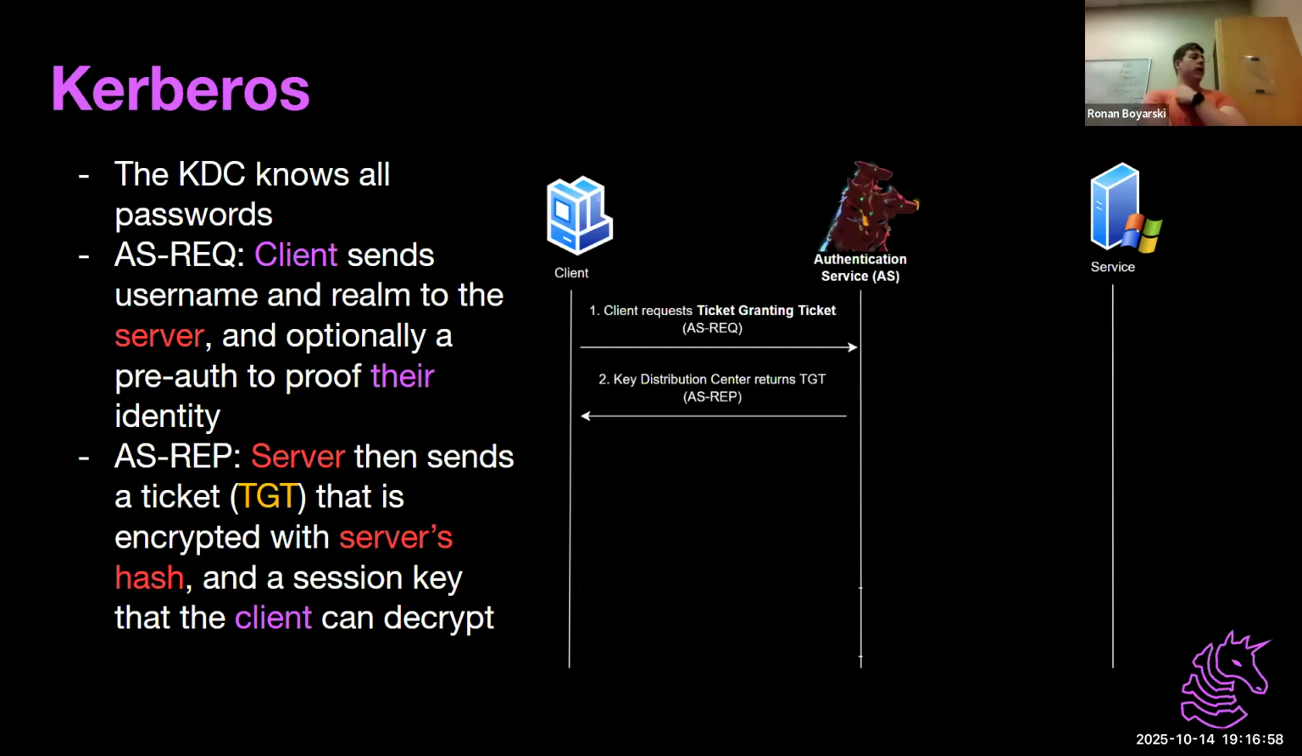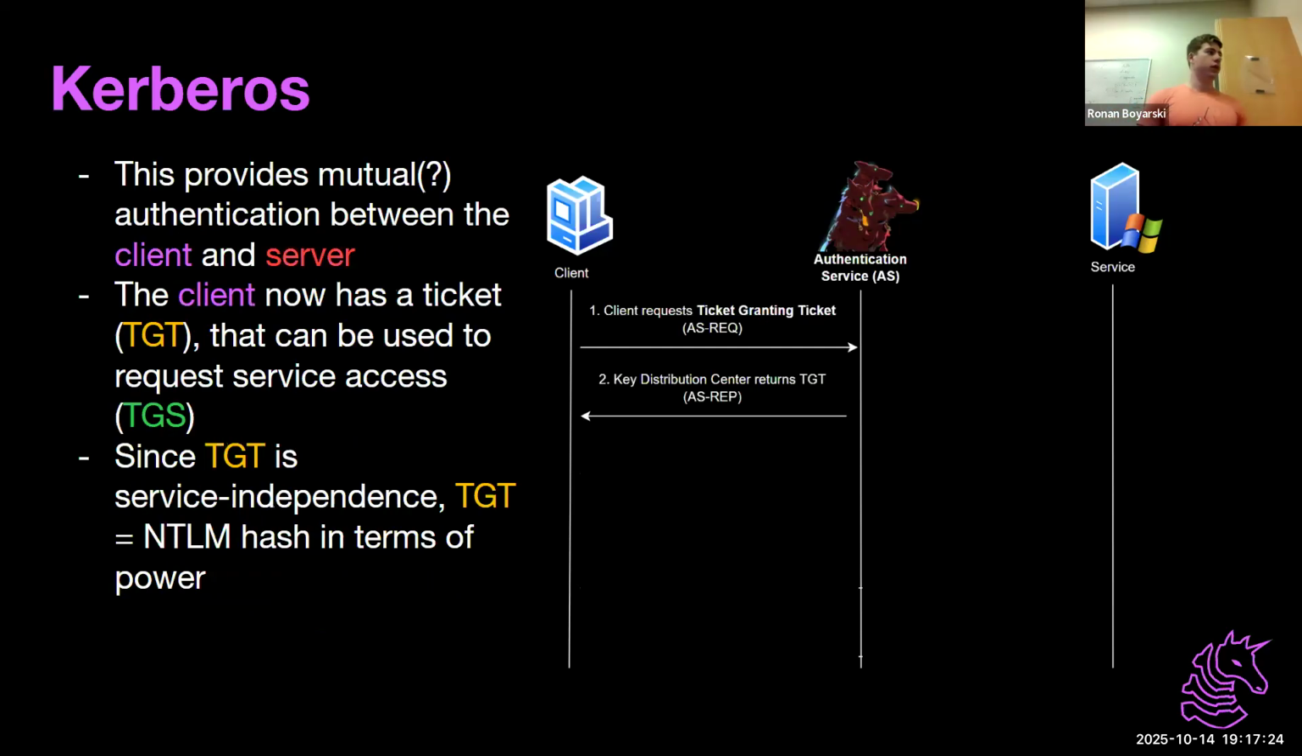And then the server will send back a TGT, a ticket granting ticket, that is encrypted with the server's hash, which is interesting. That's not the client secret, and a session key that the client can decrypt, right? So if we're tracking what's being used so far, there's the client secret with the AS-REQ, and then in your AS-REP, there's going to be something for the client, and then also something encrypted with a server secret. So this is going to provide mutual authentication between the client and server, just due to that public key mechanism. And now the client has what's called a ticket granting ticket.